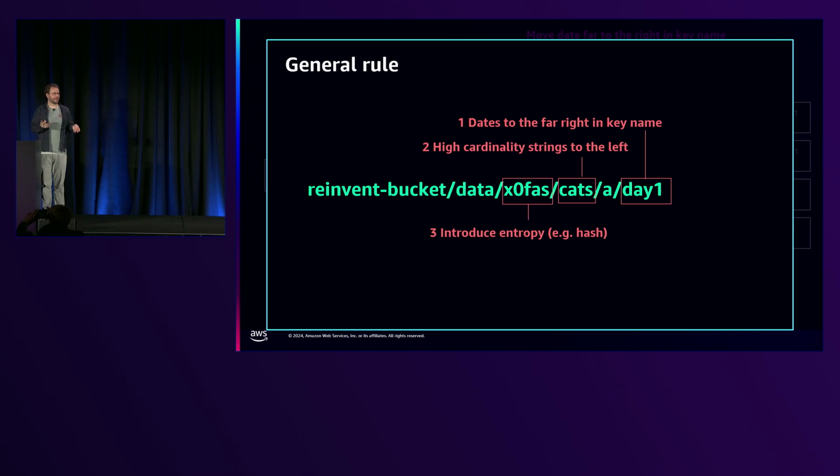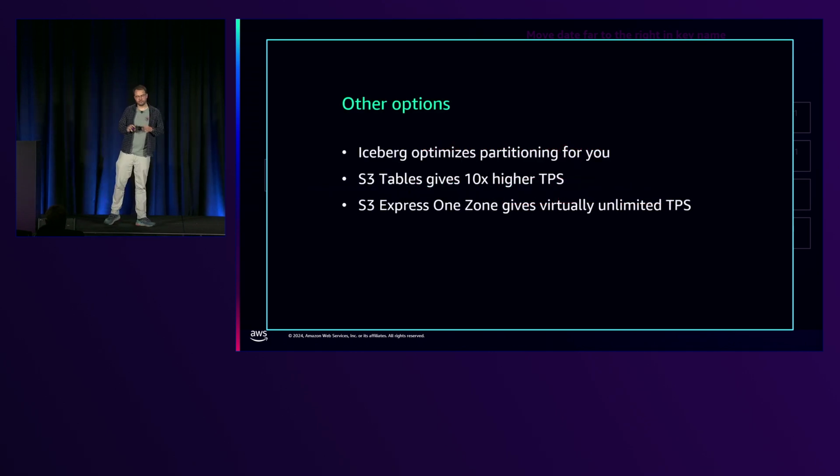If you want to partition your data even better, you can introduce some randomness in your key names. Customers sometimes do that by hashing part of the key and using that as a prefix. That will give you basically the optimal use case. This sounds a bit complicated, but for some scenarios it's much easier, and you don't necessarily have to do this manually. If you use Iceberg tables, then Iceberg actually does that for you. This randomness in the key name is one of the things that Iceberg optimizes, so you will get this out of the box. As Christoph mentioned, we have S3 Tables, which give you much higher TPS as well. So for Iceberg tables, use S3 Tables because they give you much higher TPS out of the box.